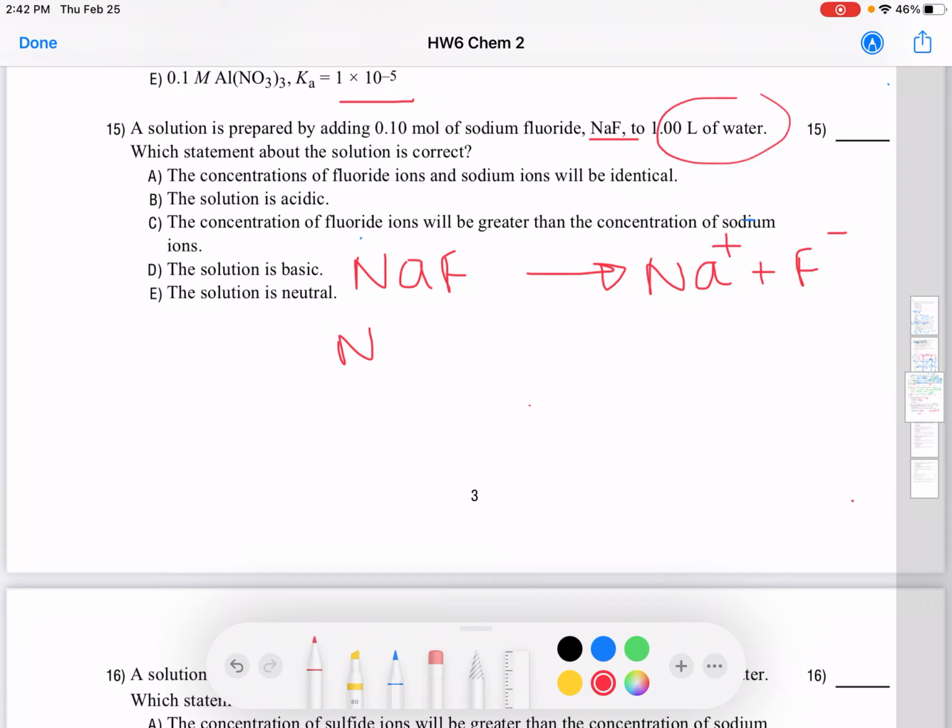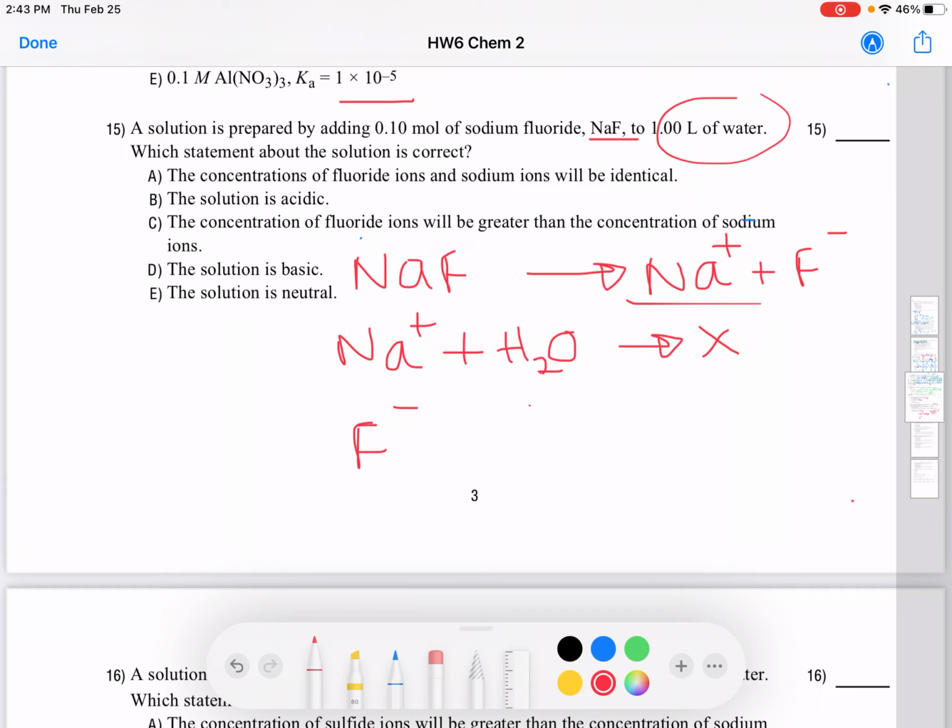Now remember, sodium is a cation coming from a strong base, sodium hydroxide. You are not given that information here, but in your mind you need to see that the sodium ion comes from a strong base, sodium hydroxide. So it is not going to react with water to give you sodium hydroxide. So the sodium ions are not going to react. Now take the fluoride ion. Fluoride ion is an anion.